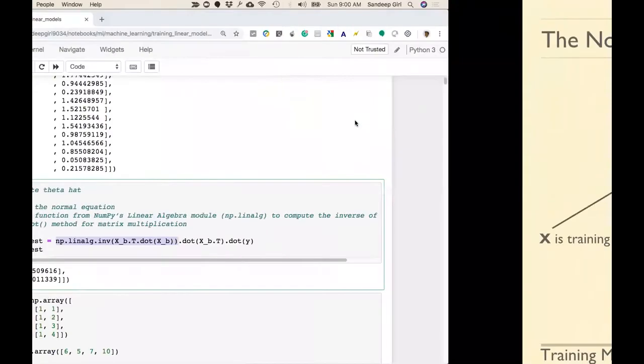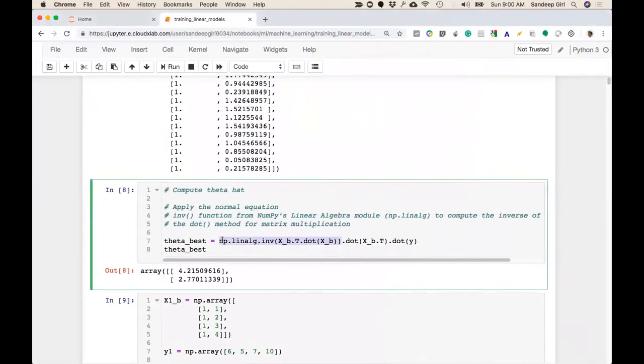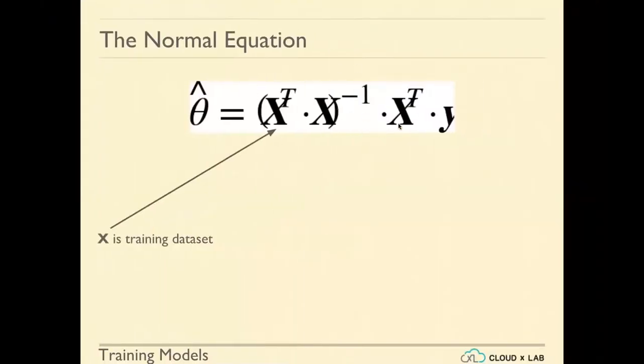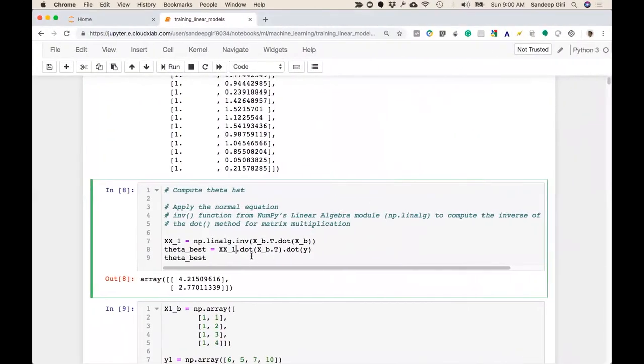We can make it further simpler. We can define a variable called XX, and use that XX here. So we are saying that this value dot product with xt, and then dot product with y.